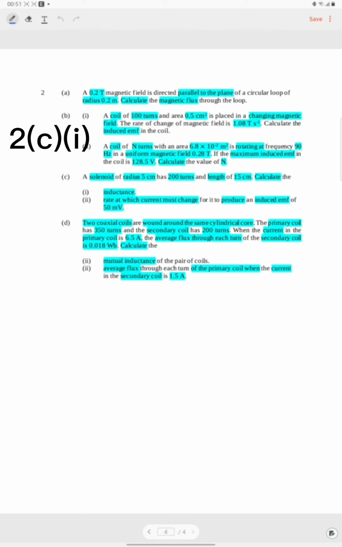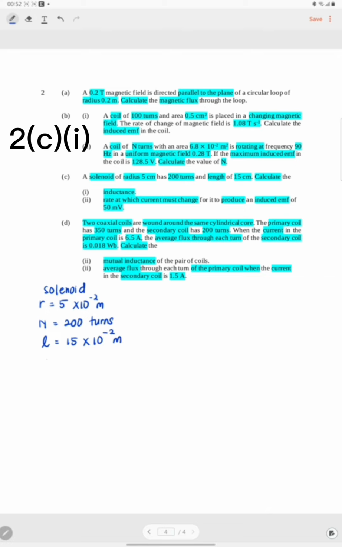So I focus on the first information given. The radius given is 5 times 10 to the power of negative 2 meter, changed to meter. The number of turns is 200 turns. Don't forget the case is a solenoid here. Given the length is 15 times 10 to the power of negative 2 meter.